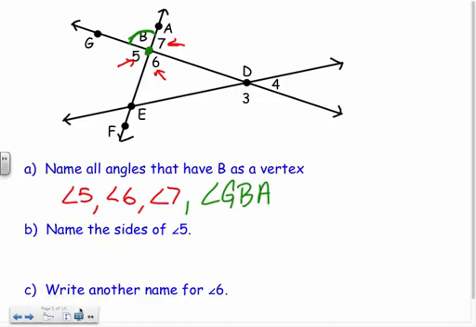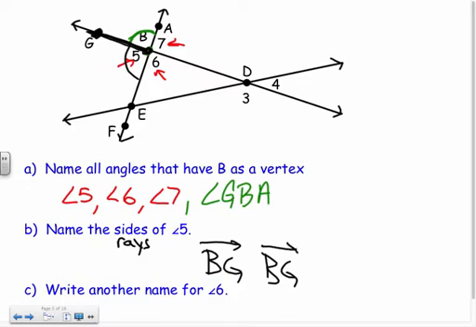For B, it says, name the sides of angle 5. Well, remember, sides of an angle are rays. So you're going to name 2 rays here. Well, here's angle 5. So I got this ray, which starts at B and goes to G. So BG, and the ray's going through G, right? Sometimes you'll see it written like this, BG, with a little arrow on top instead of a bar. Either way is fine. So BG is one of them.